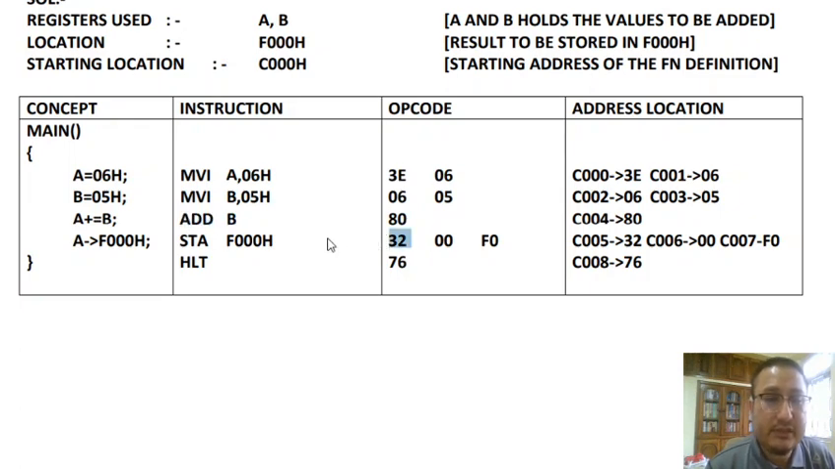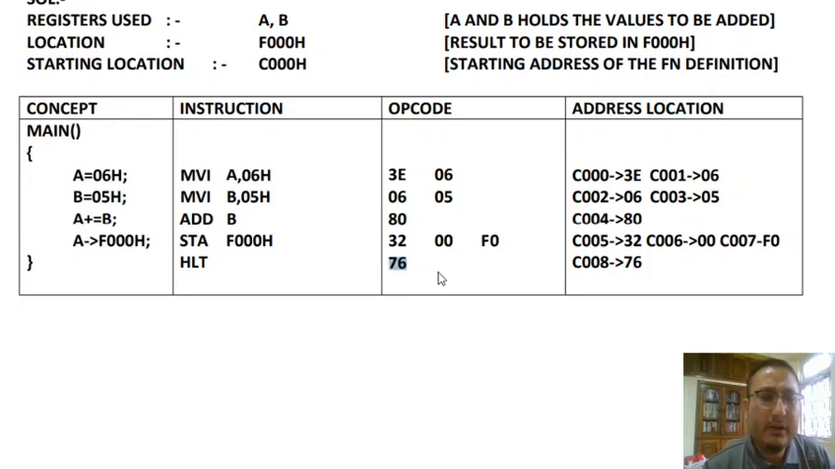Likewise, 32 is the opcode for STA. 76 is the opcode for HLT. So here we'll not call it as 80, 32 or 36 because these are not decimal numbers, these are hexadecimal numbers. So now here, first what we have is the opcode for MVI A, then we have data 06. We have the opcode for MVI B, then we have data 05. We have the opcode for ADD B, we have the opcode for STA, then we have the address bytes 00F0, and the opcode for HLT.